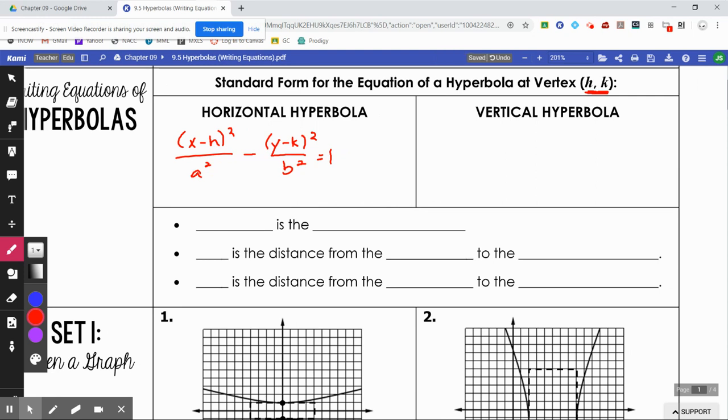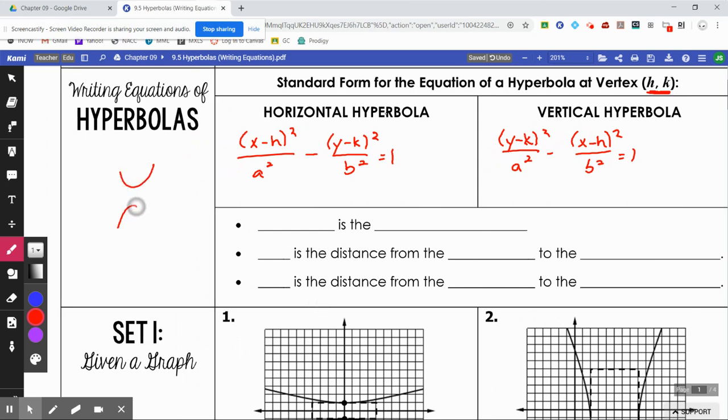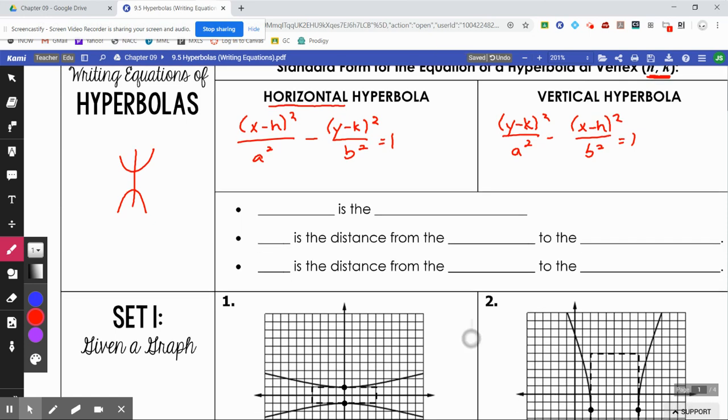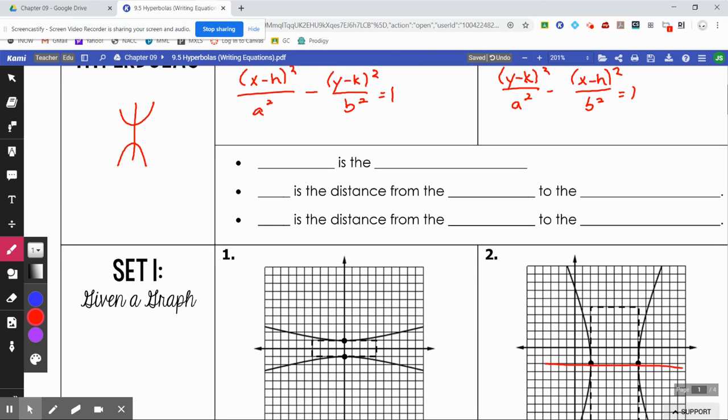And for vertical, the y stuff is listed first, and it's y minus k squared over a squared minus x minus h squared over b squared is equal to 1. So a reminder that a good way of looking at this is the transverse axis. Again, the transverse axis is the axis that passes through the vertices. If the transverse axis is horizontal, then it's going to be as it is in number 2 here. If the transverse axis is a horizontal line, then this is going to be a horizontal hyperbola. If the transverse axis is vertical, then this is going to be a vertical hyperbola.